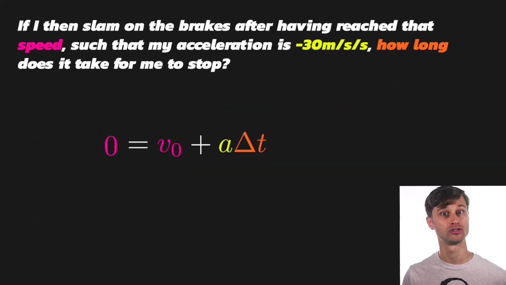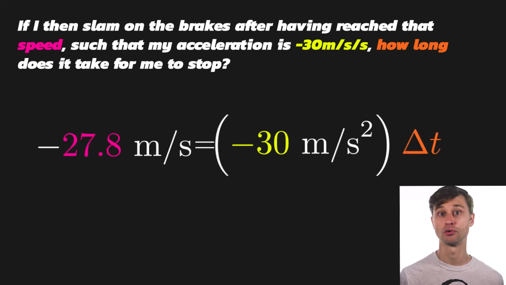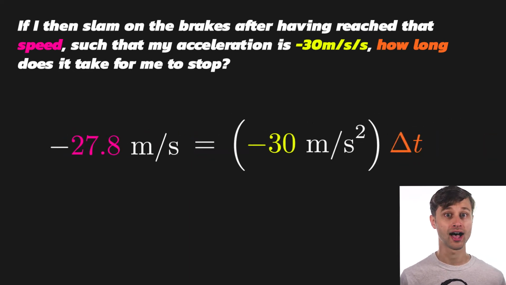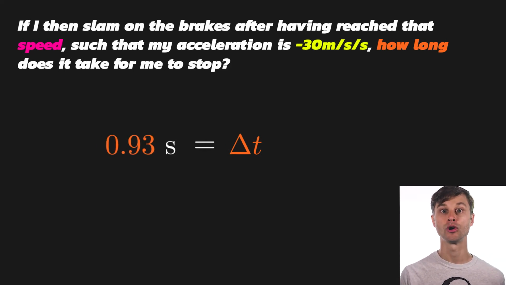0 is equal to 27.8 meters per second plus negative 30 meters per second squared times delta t. Solving for t here, I just subtract 27.8 from both sides and I divide by negative 30. And I arrive at a final delta t answer as 0.93 seconds. So if I slam on the brakes going at this speed with an acceleration of negative 30 meters per second squared, it will take me 0.93 seconds to come to rest.